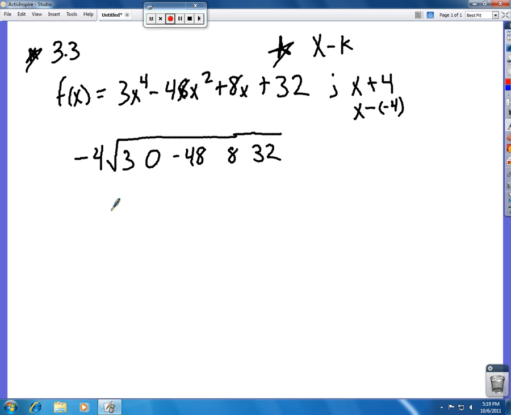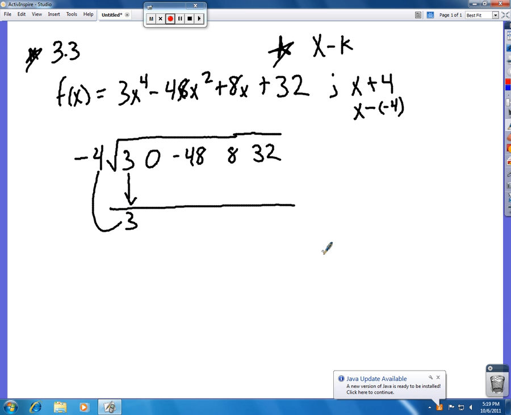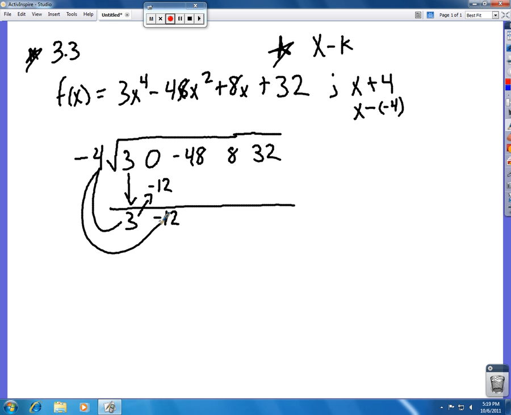We can go ahead and do exactly as we did last time. So this first number is going to drop down. These two numbers are going to multiply together. It's going to be negative 12. We combine negative 12 and 0, and that will drop down here. Again, we take negative 4 and multiply it by negative 12, so that'll be a positive 48. We combine negative 48 and 48, so that's 0.